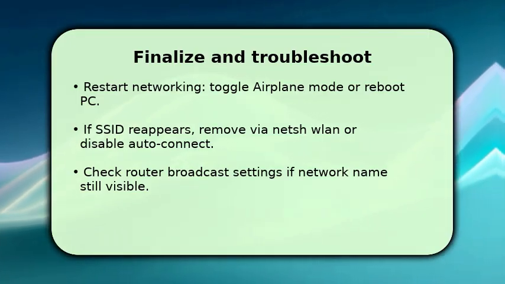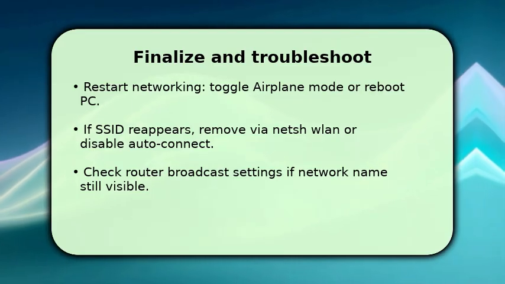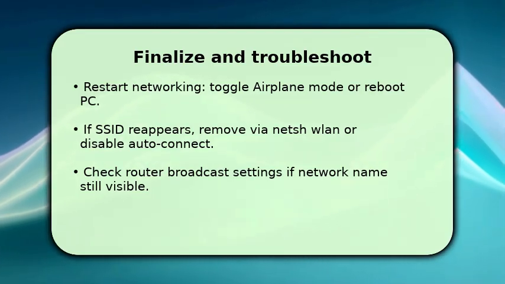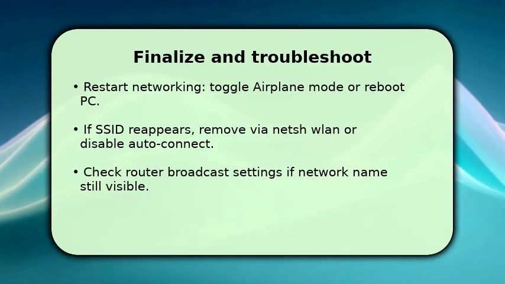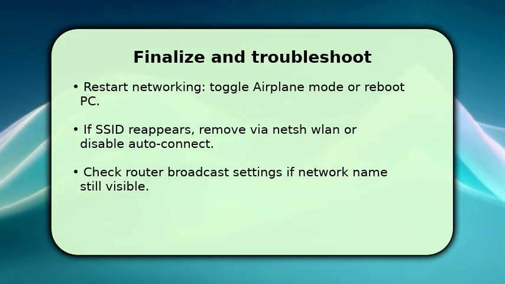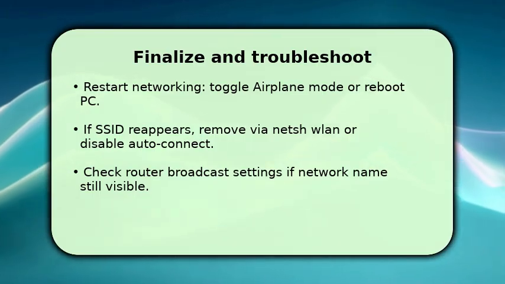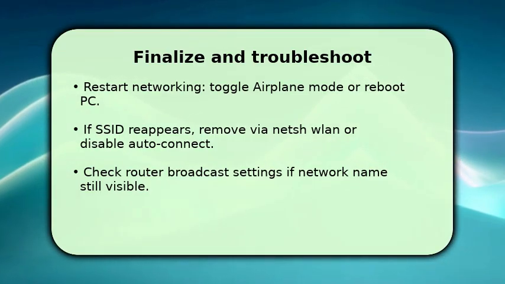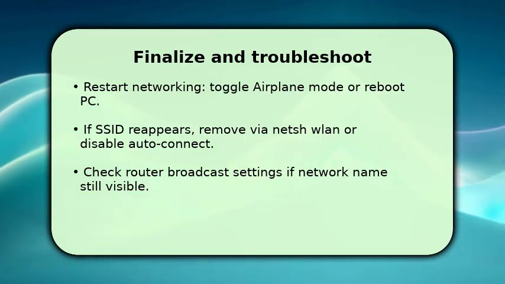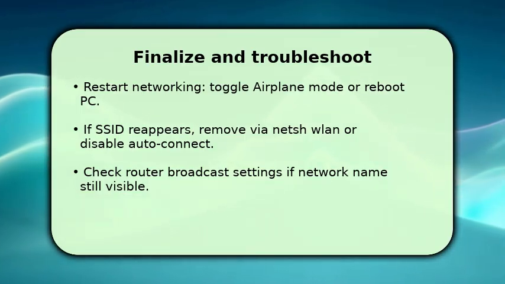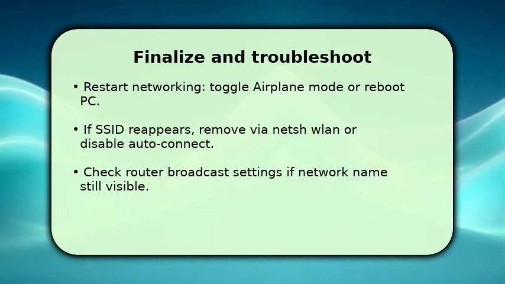If the SSID still appears in available networks but won't connect, remove it again using netsh wlan delete profile name=SSID and ensure auto connect is disabled. If the name keeps broadcasting from the router, access the router admin and disable SSID broadcast or change the SSID there. If problems persist, reboot the router and recheck Windows network listings.